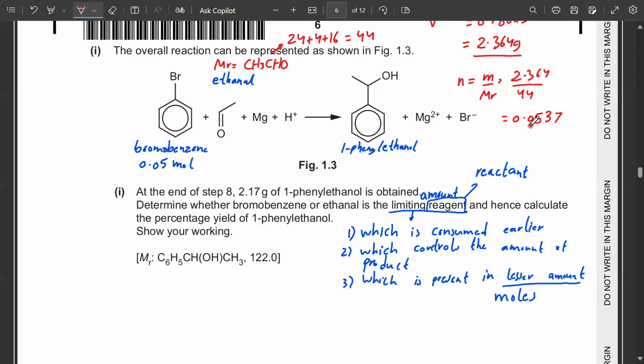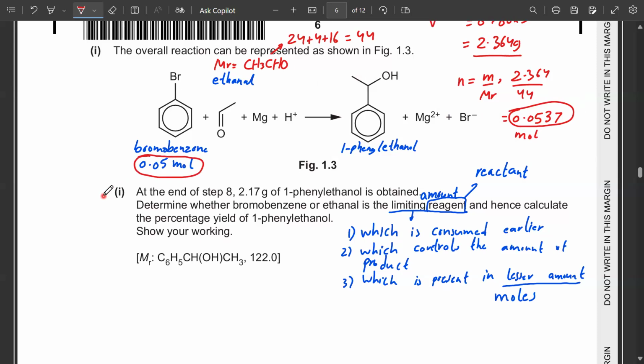Okay, so the moles calculated for the ethanol are 0.0537 mole. Now compare this value with the already calculated value for the bromobenzene, which is 0.05. So which value is less?